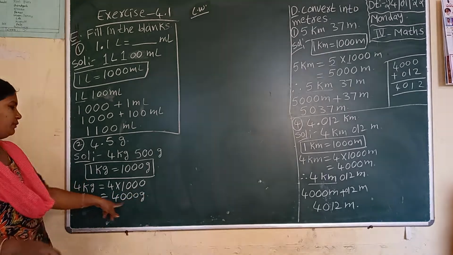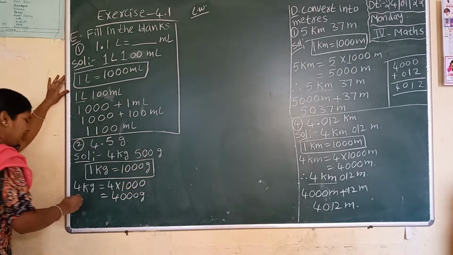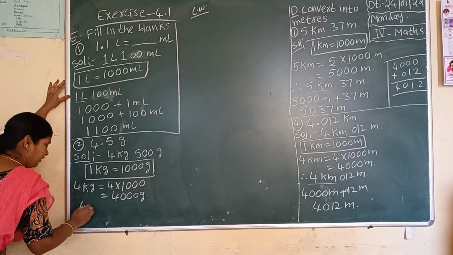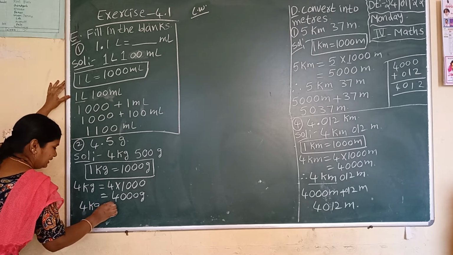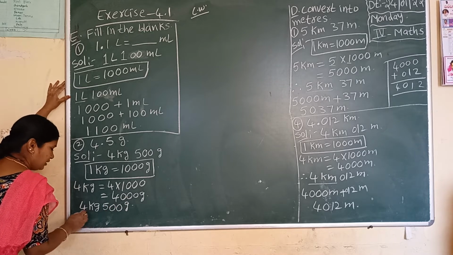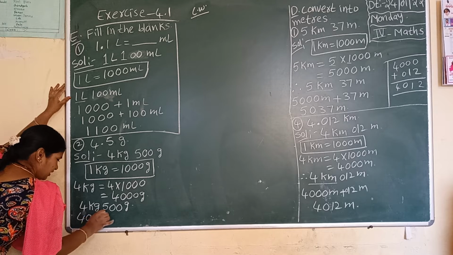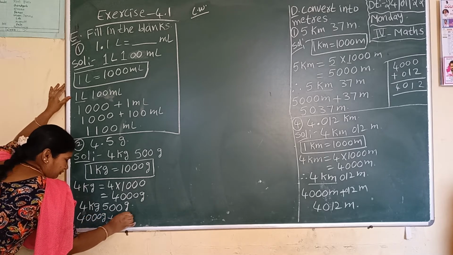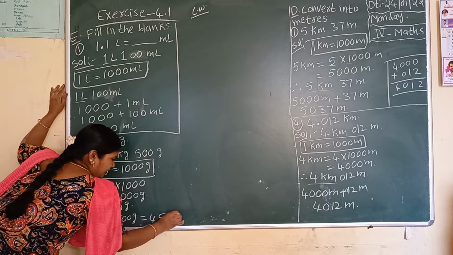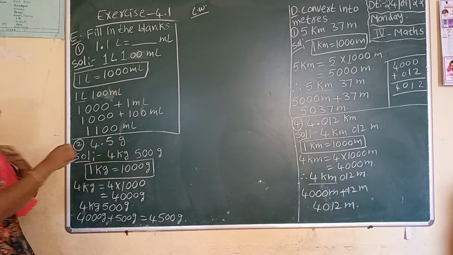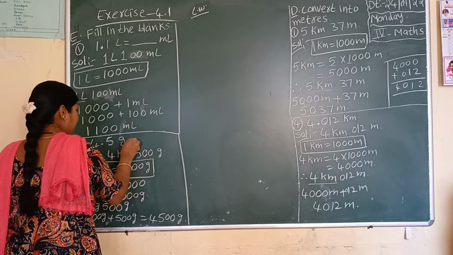Now add these 4000 grams and 500 grams. What are you getting? 4500 grams. 4 kg 500 grams: write down the grams value, 4000 grams plus 500 grams, that is equal to 4500 grams. It is your answer.